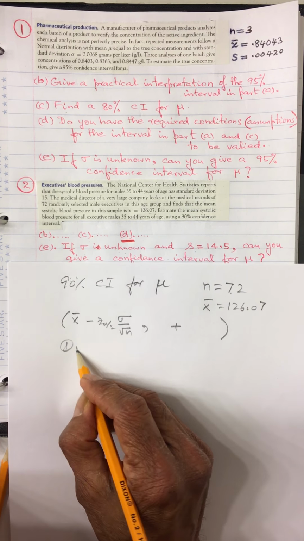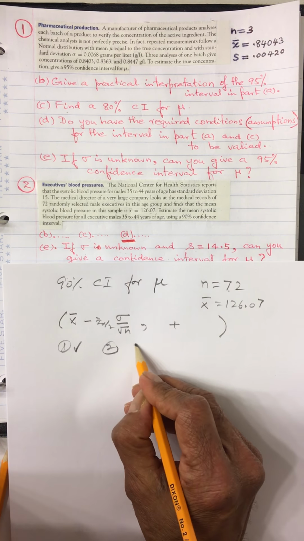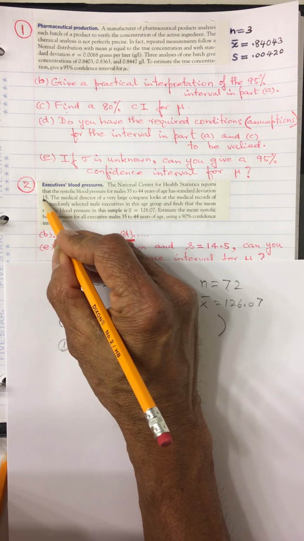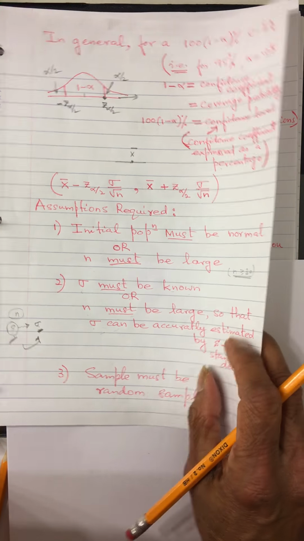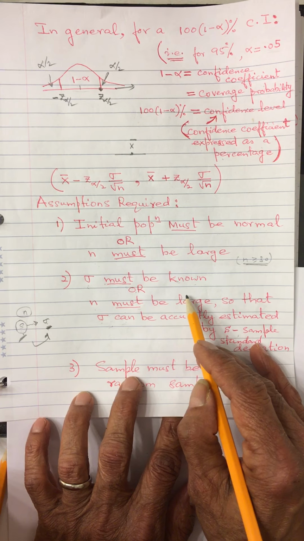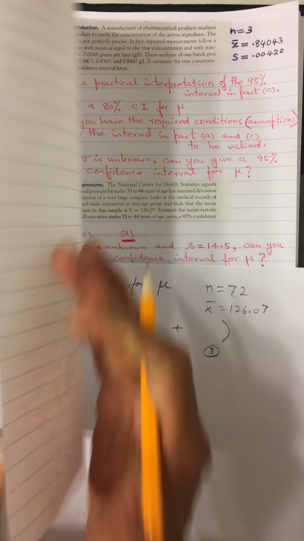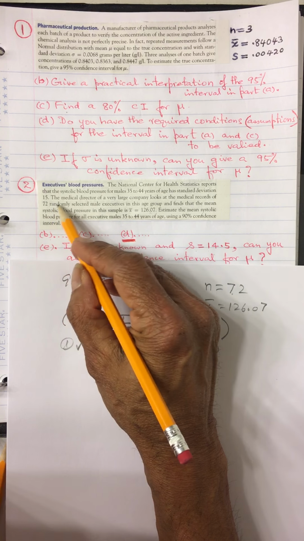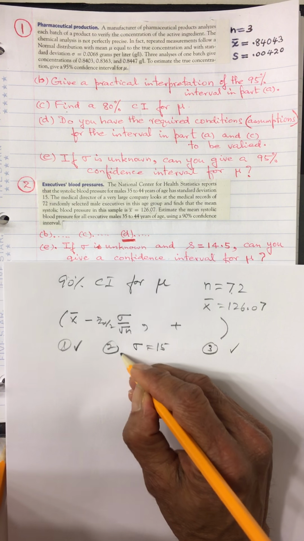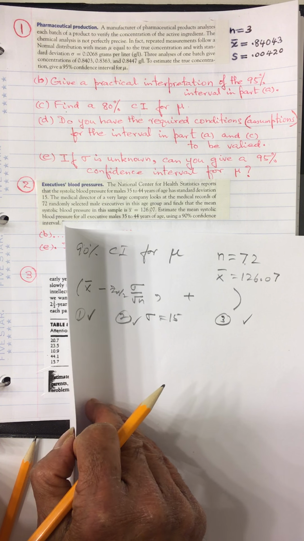So 1 is good. The 2nd is that sigma equals 15. It says that the standard deviation is 15, so that is given, and this is good too. The third condition is that it is a random sample. Does it say that it's random? Yes, it says that they pulled 72 executives randomly. So this is random as well. All three conditions are good, so therefore we have the correct assumptions.